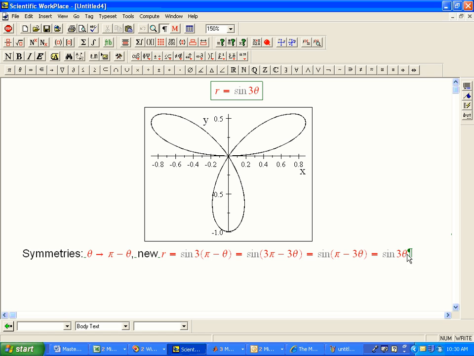But in this case, the new r, which was sine of 3 times the new theta, is the same as the old r. So old r. And so that means that if I put the radar beam out in a certain direction over here, I get a certain r. If I put the radar beam in this direction, I get the same exact r. That means it is going to be symmetric about the y-axis.